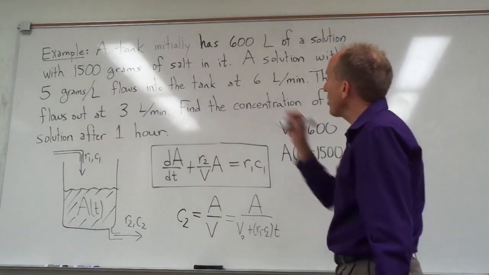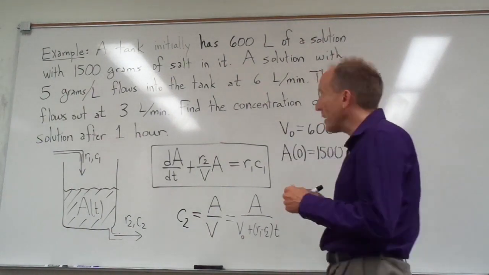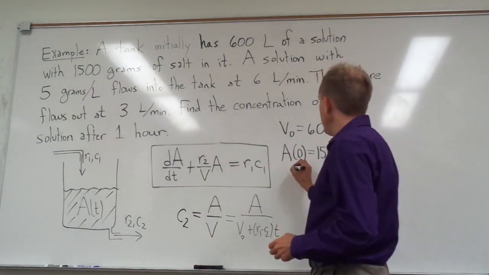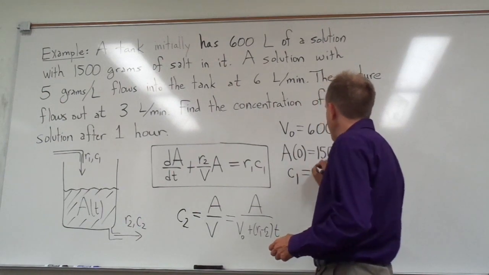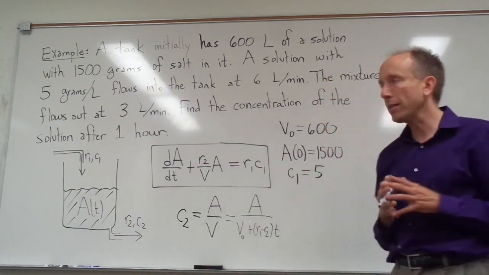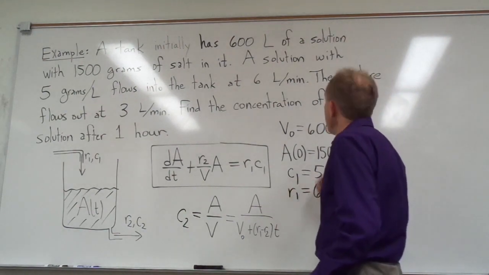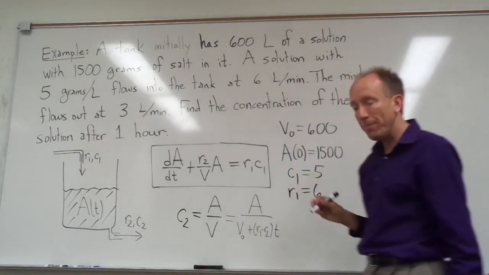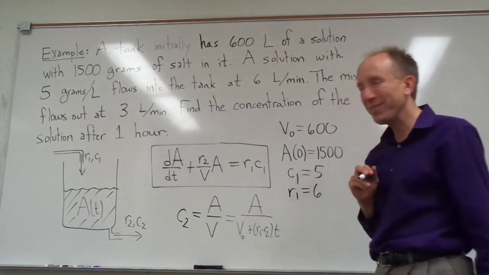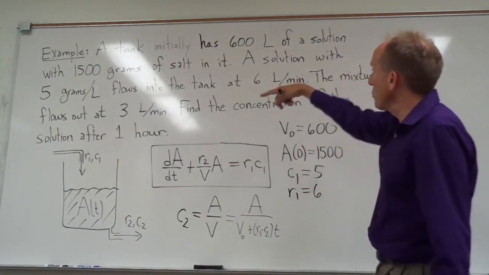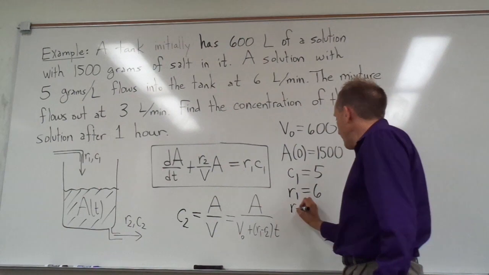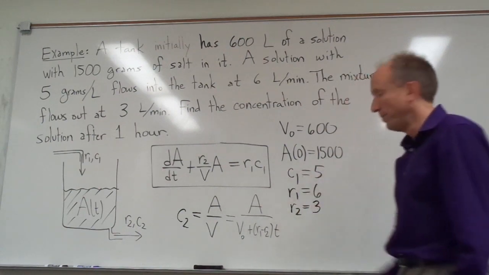Let's see, 5 grams per liter is flowing into the tank, so that would be C1, right? The concentration flowing into the tank in grams per liter. And the rate at which it's flowing in is 6 liters per minute. That's the R1, okay? The mixture flows out at 3 liters per minute, so that's the R2.